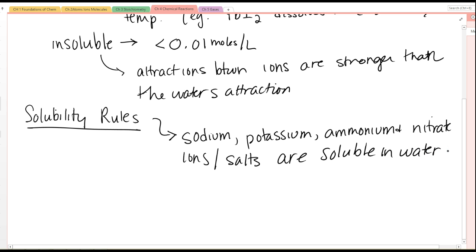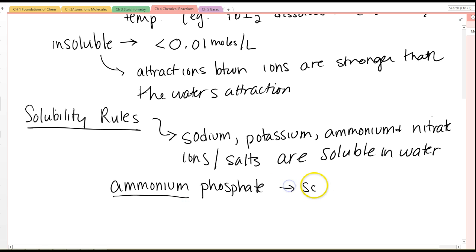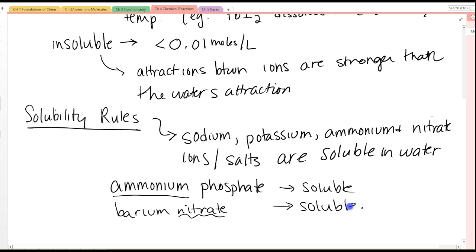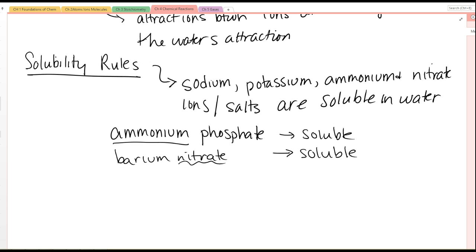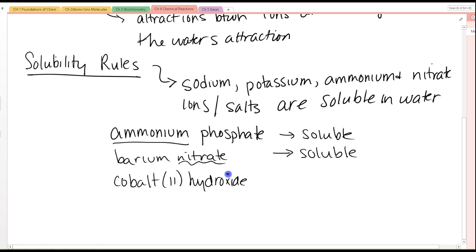So when you have these ions in a compound, like for example the compound ammonium phosphate, you'll notice this compound has the ammonium ion in it. This is going to be soluble. Barium nitrate. And for nomenclature practice, I suggest you try to write out the formulas for these from memory. Barium nitrate has a nitrate in it, so it is going to be soluble. All nitrates are soluble. But for example, let's say you have cobalt(II) hydroxide. That would be insoluble, according to these rules.